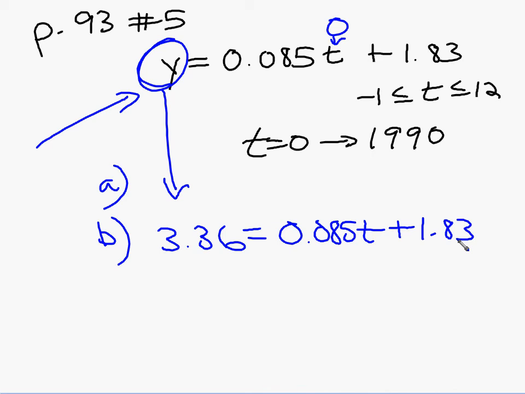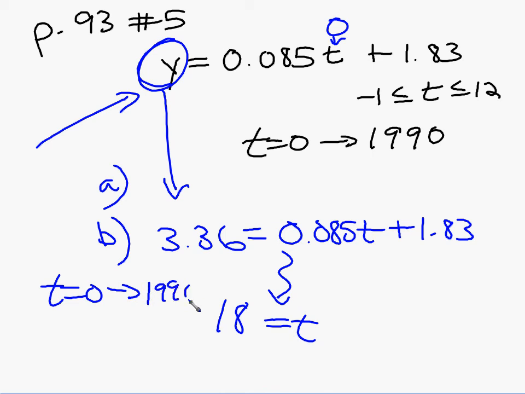For the sake of time, I'm going to tell you that t winds up being 18, once we do our algebra and solve that. So what's the answer? What year? Well, if t equals 0 is 1990, then t equals 18 would have to be 2008. You just add 18. So we're going to stop there for today.